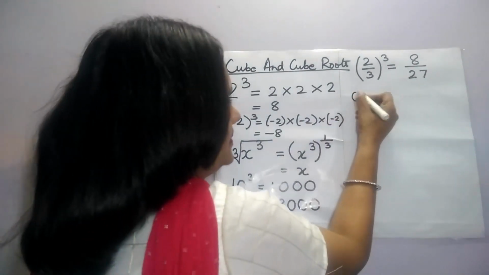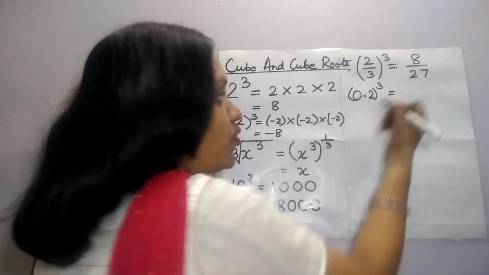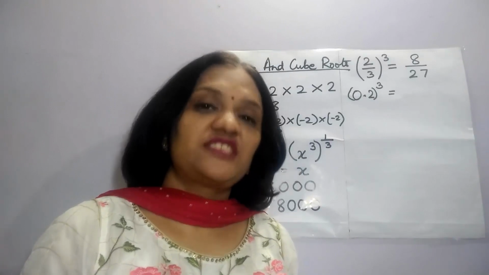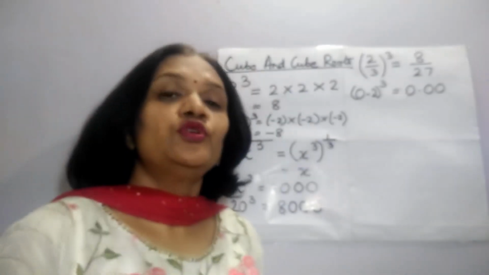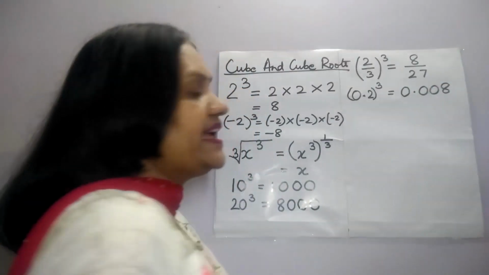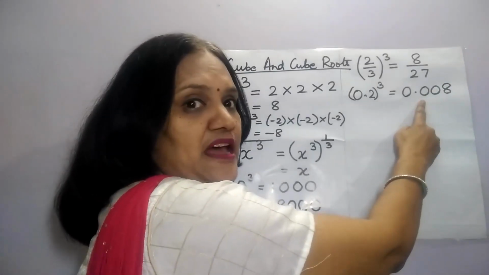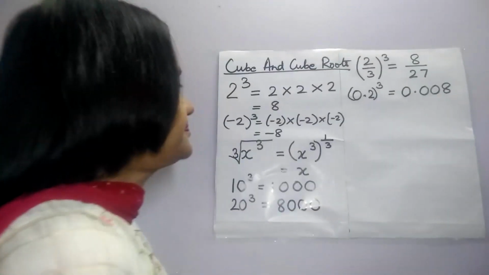Let's take a decimal number. What is the cube of 0.2? 0.2 into 0.2 into 0.2. So after the decimal we should be having 3 digits. 2 cube is 8. Again we can see that the cube of a decimal number is less than the given number.